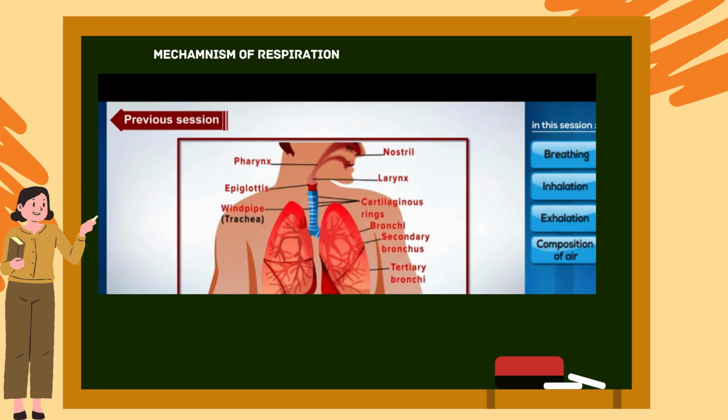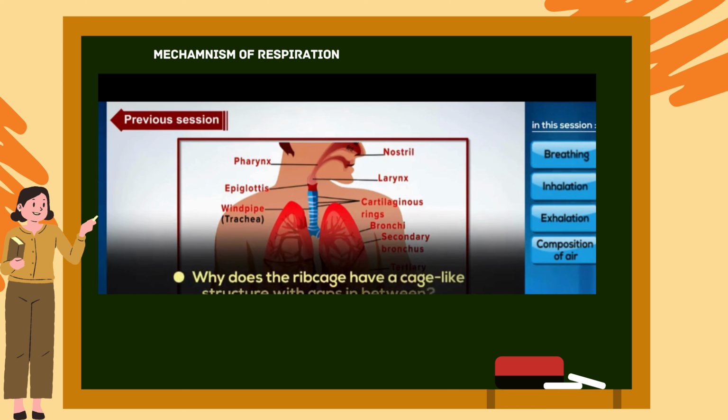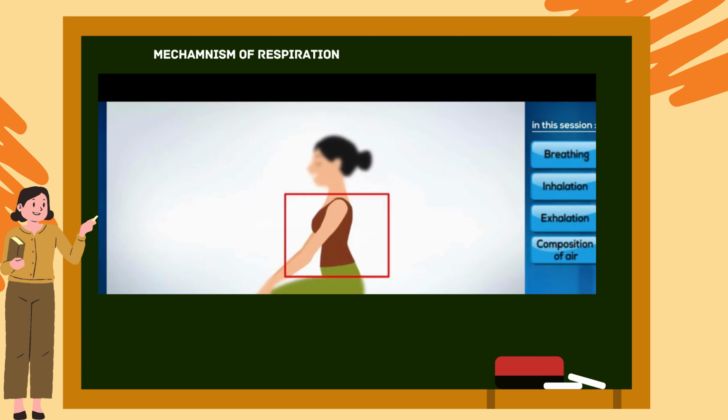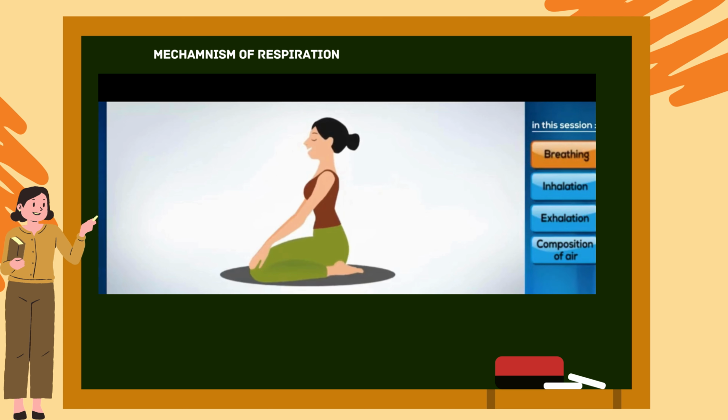In the previous video, we studied the different parts of the human respiratory system. We ended the video with a question. We will find the answer to that in this video. Let's begin. Have you observed the movement of our chest region or belly when we breathe? That slight inward and outward movement. Why does that happen?